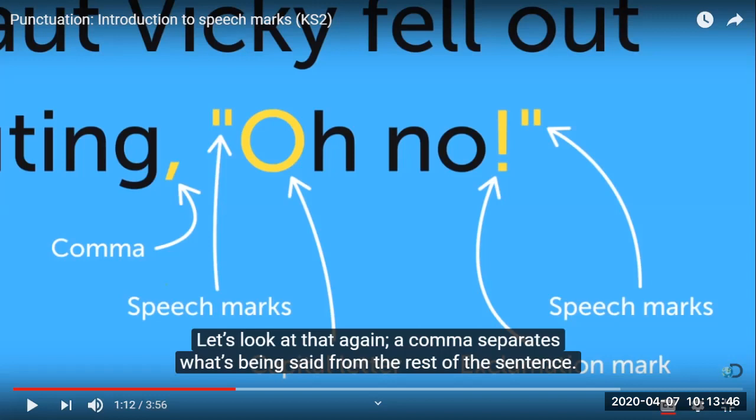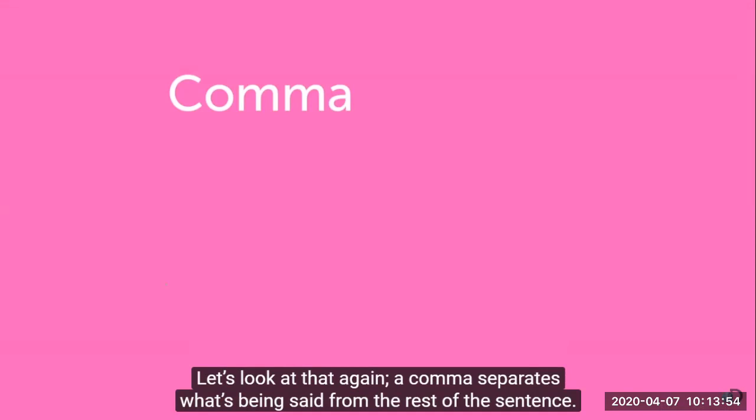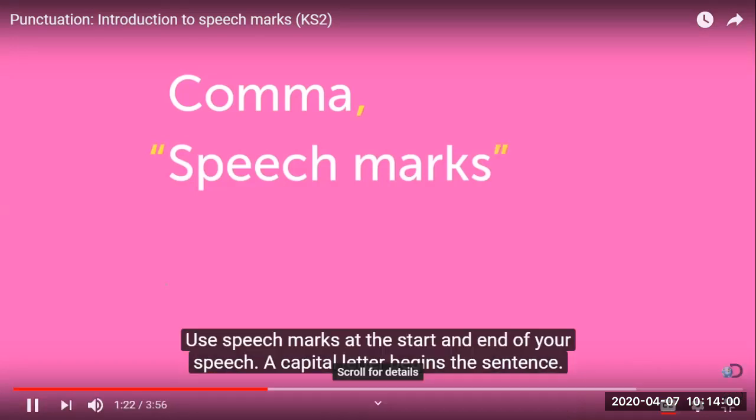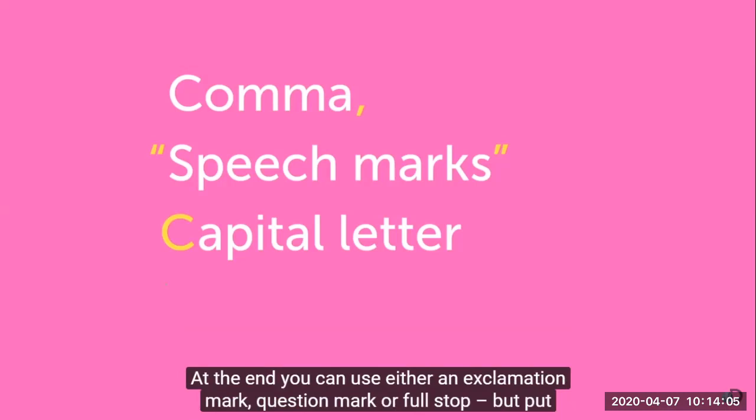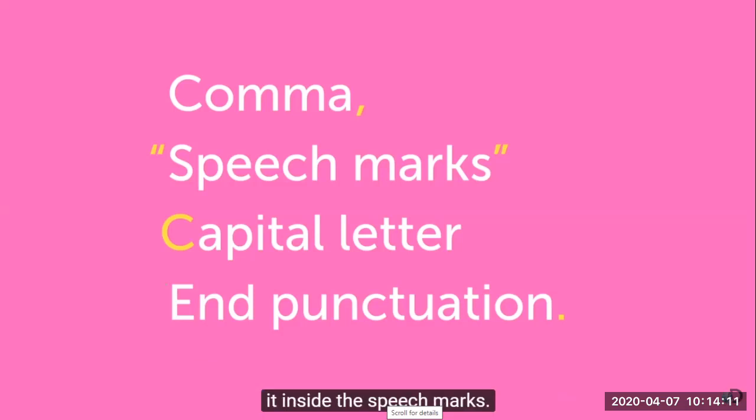Before ending with the double inverted comma, we are going to use the exclamation mark. Let's look at that again. A comma separates what's being said from the rest of the sentence. Use speech marks at the start and end of your speech. A capital letter begins the sentence. At the end, you can use either an exclamation mark, question mark, or full stop, but put it inside the speech marks.